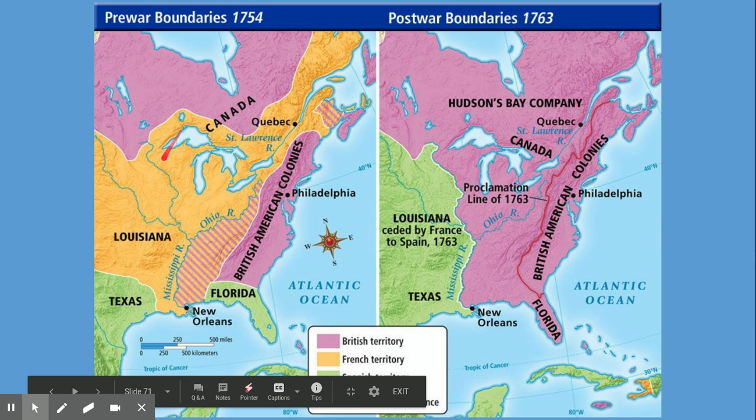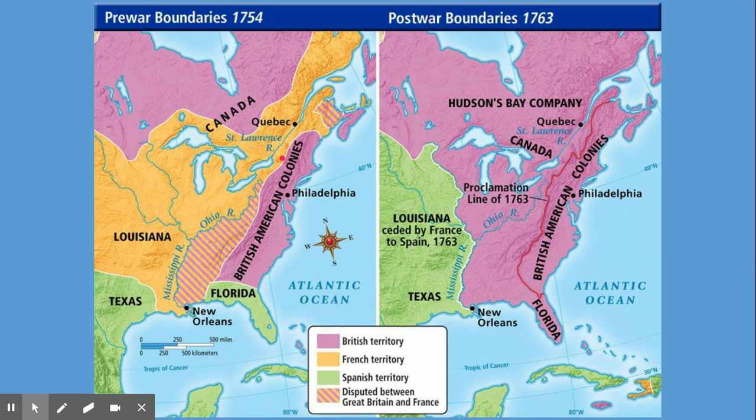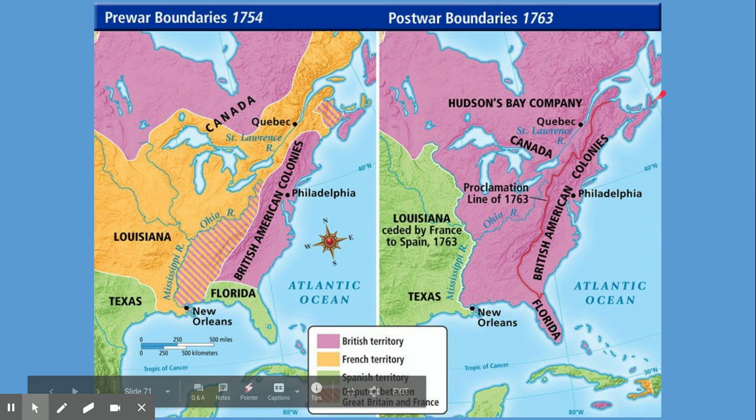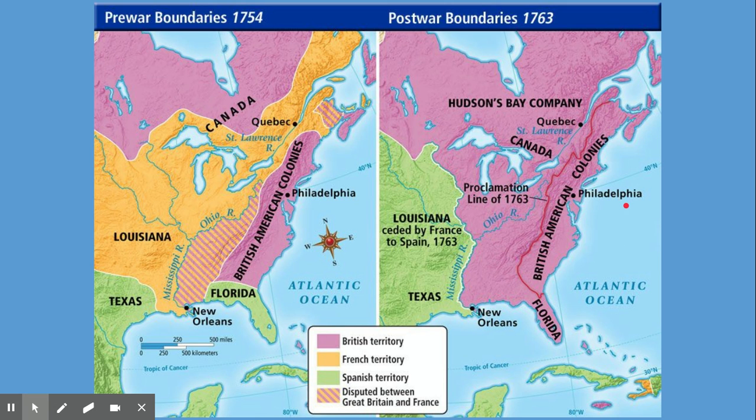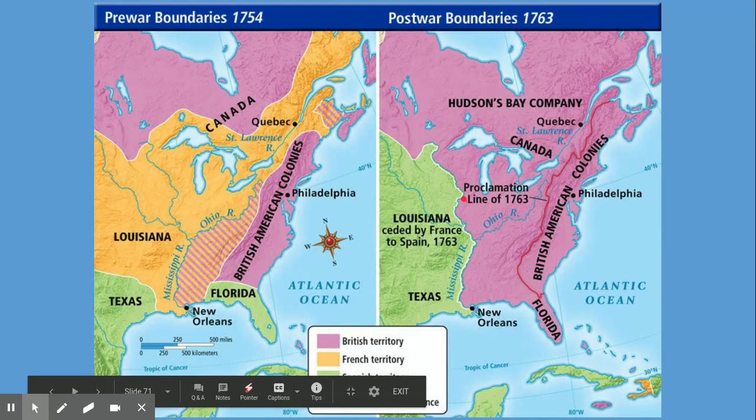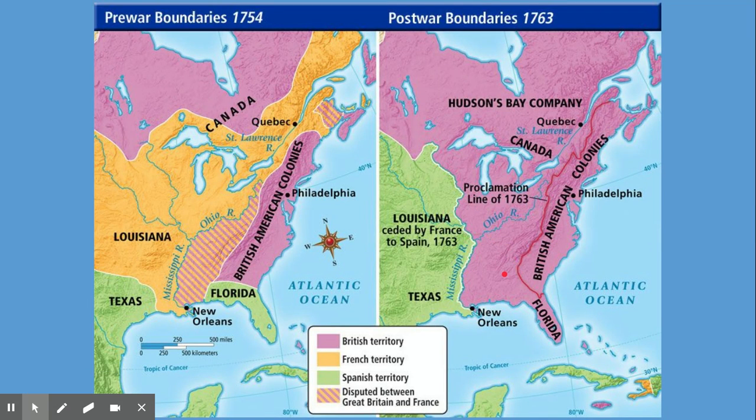Look down here. French territory is this yellowish color. This was all New France, and now France has gone. They have been pushed off of the North American continent. They have Haiti over here, and they have an island up here, but for the most part, France is gone out of North America, and all of this becomes British territory. Everything east of the Mississippi River. Here's the Mississippi River. Everything east of it is now under British control. To the west of the Mississippi River is now controlled by Spain.